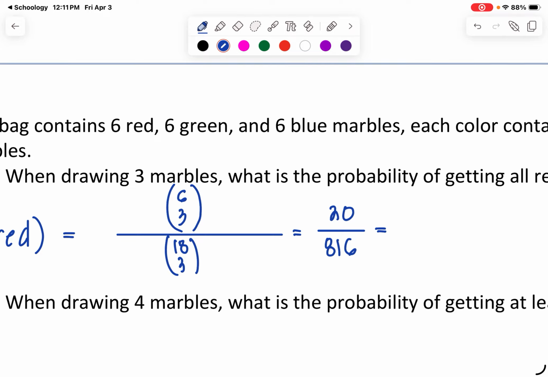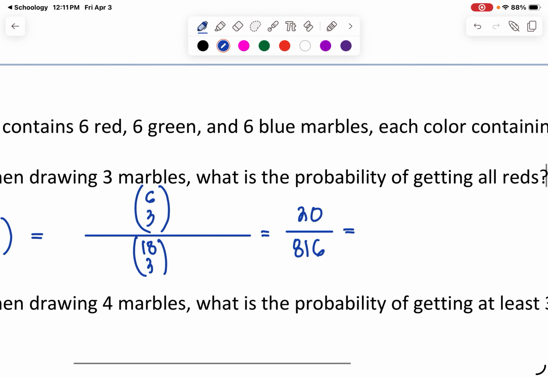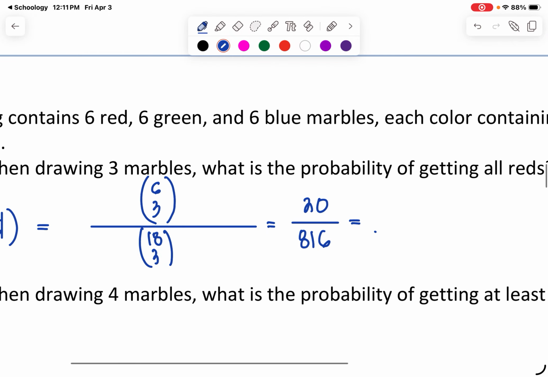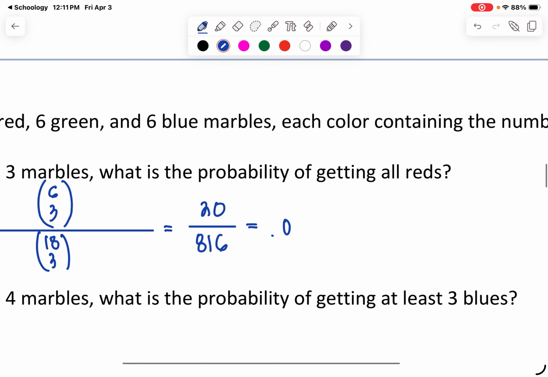So you can just put the whole thing in your calculator, like 6C3 divided by 18C3, and just put the answer. Or you can do 6C3 and get that it's 20, 18C3, get that it's 816, and then divide them. So I will put these in my calculator. 20 divided by 816 is 0.0245.